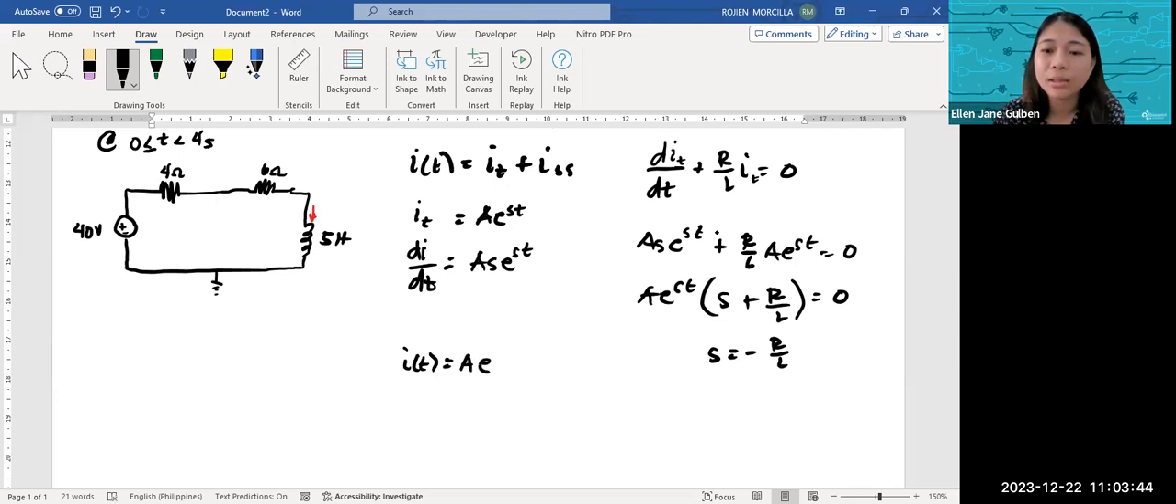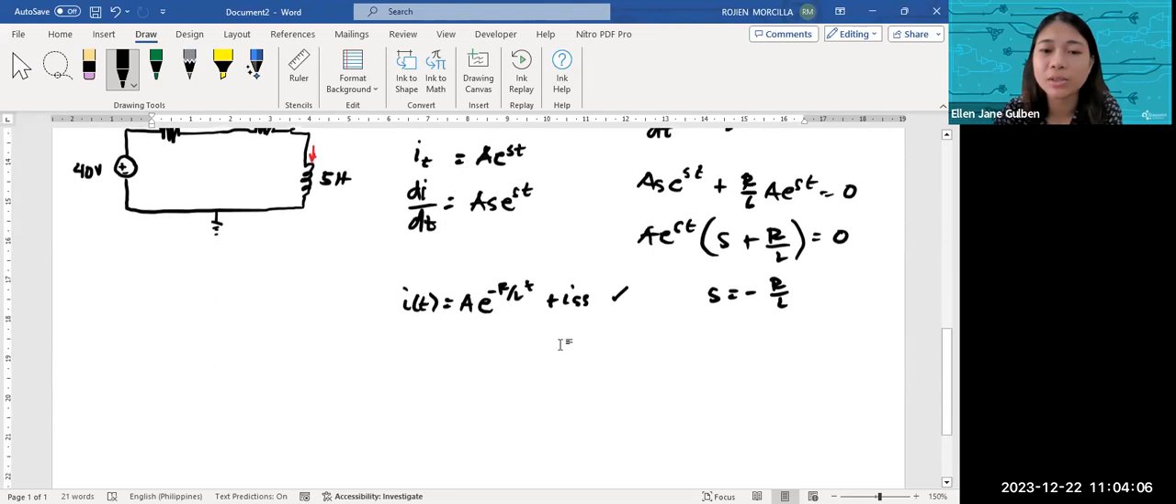I of t is equal to A e to the negative R over L t plus I_SS. Now we come up with our solution right here. And then we need to determine the values of our constants, which is A. And how about the I_SS?